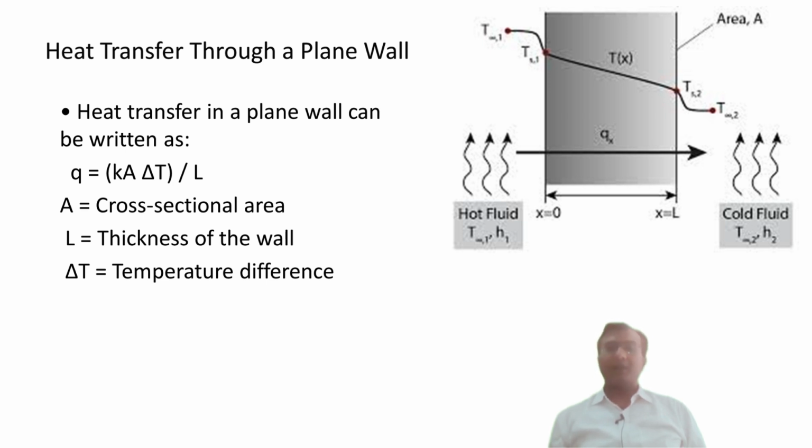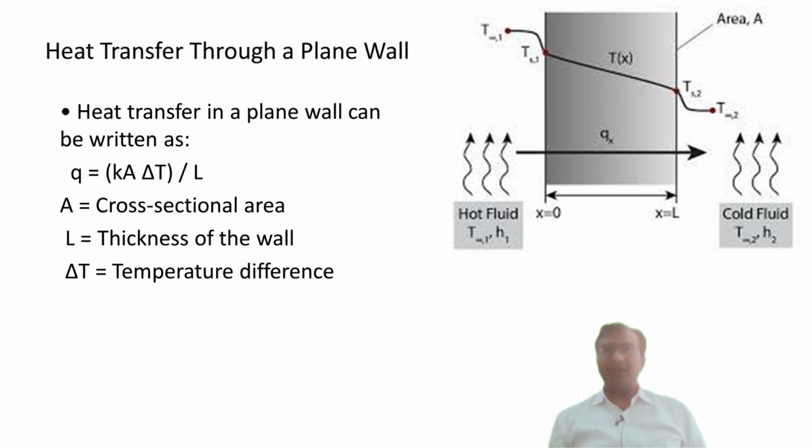This equation comes from integrating Fourier's law over the wall thickness, assuming steady state conditions. For example, if a wall separates a warm room at 25 degrees centigrade from a cold outside at 0 degrees centigrade, heat flows through the wall proportional to the temperature difference and the wall's conductivity and area, but inversely proportional to its thickness. Thicker walls or materials with lower conductivity, like insulators, reduce heat loss.